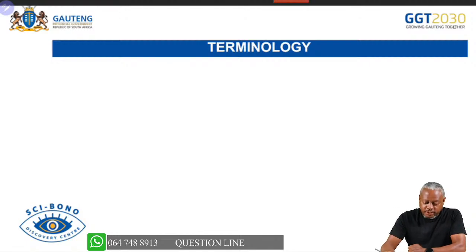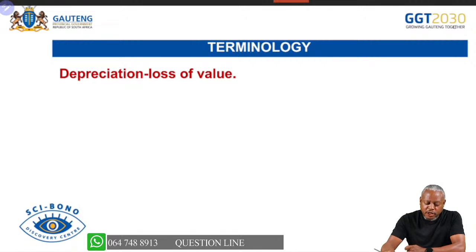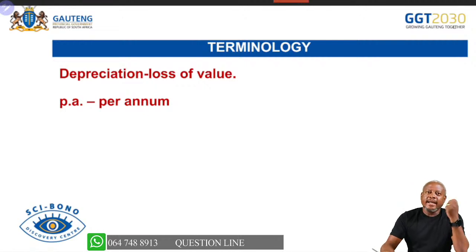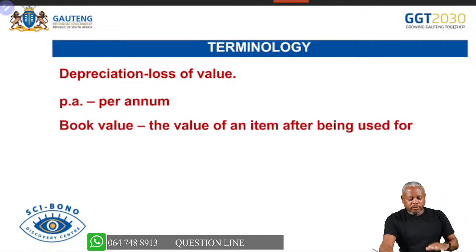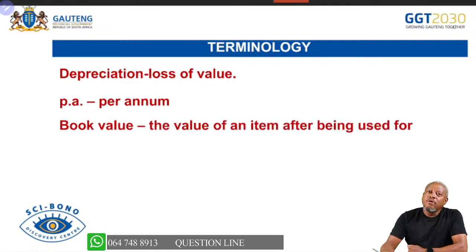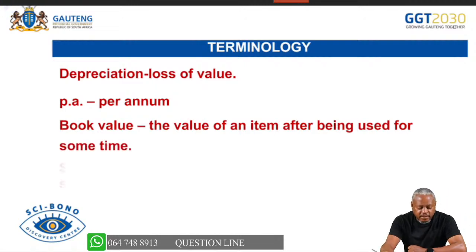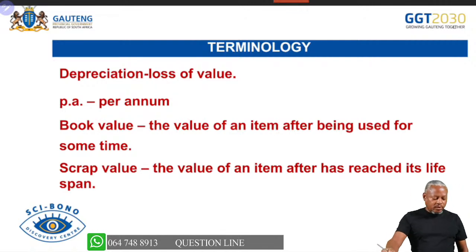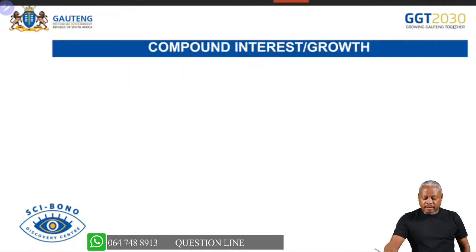And then we've got terminologies. Depreciation: loss of value. The way it's lost, it will tell you it's minus, subtract, or depreciate. And then we've got per annum. That is why I said number of terms. Sometimes they will tell you it's monthly, and when it's monthly, you must know the difference between I and N. And then we've got book value, the value of an item after being used for some time. Now, scrap value, the value of an item after it has reached its lifespan. And then let us go to the next one.